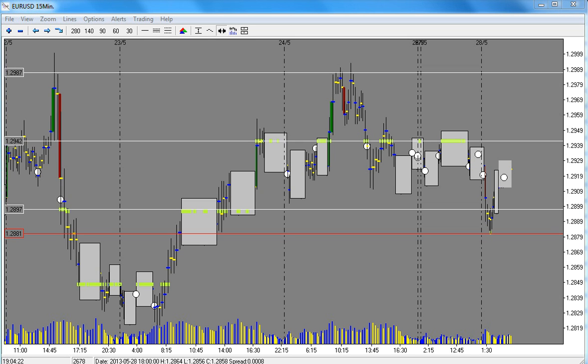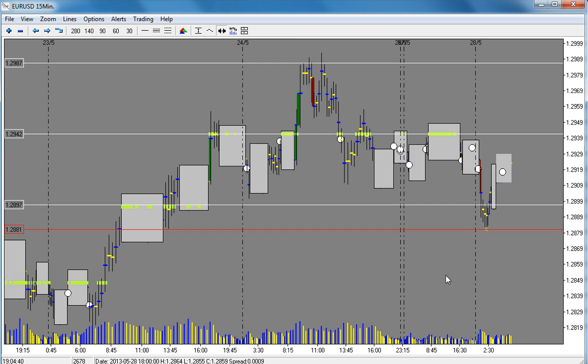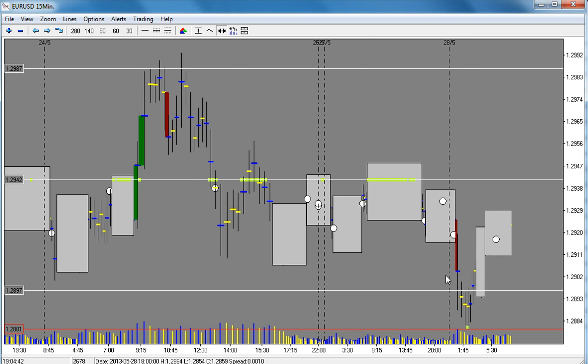Hey everyone, today is the 28th of May 2013. It's another market maker method trade as taught by Nikki and Martin at linuxtrade.com. There's a couple of trades here, one on Euro US dollar, one on British pound US dollar. We'll start off with Euro US dollar.